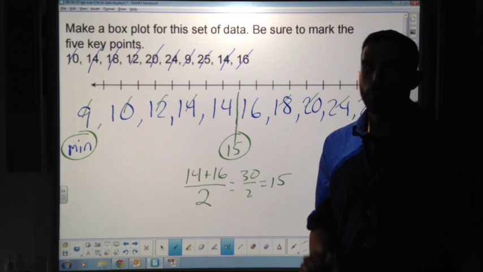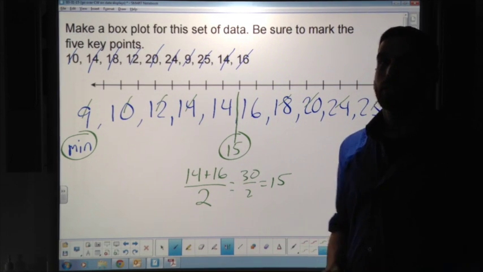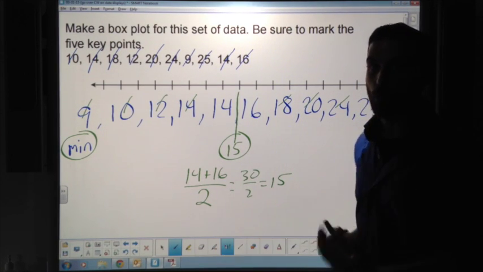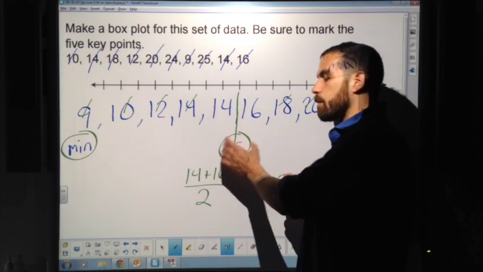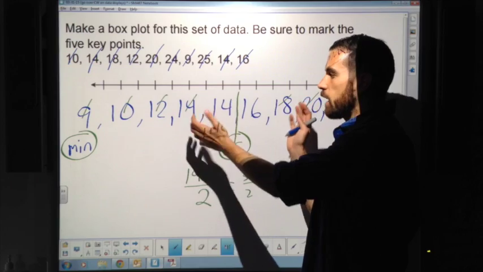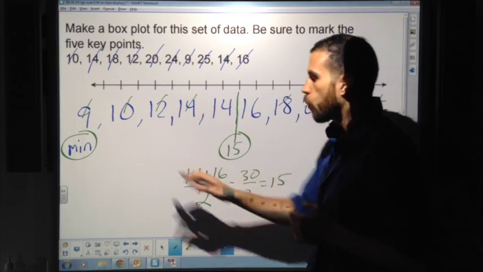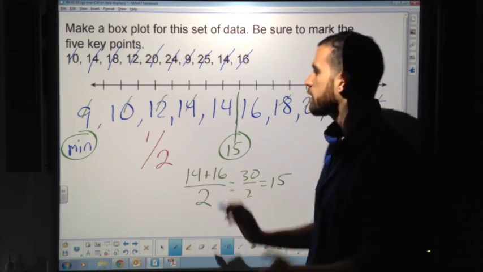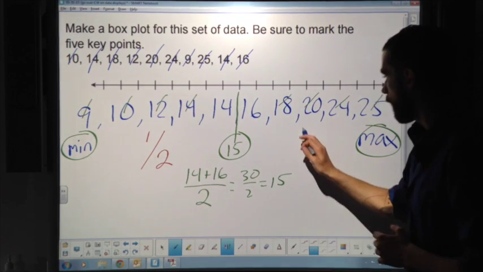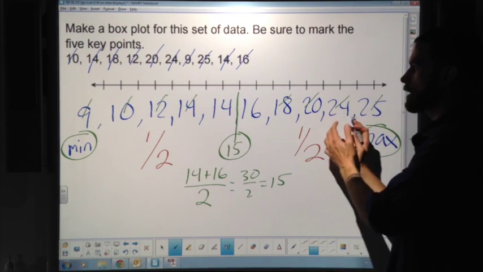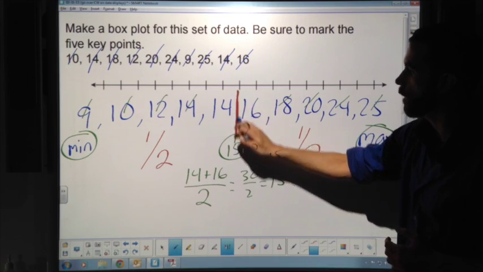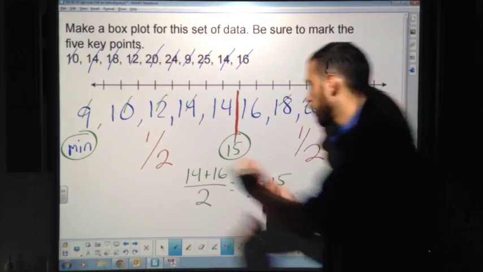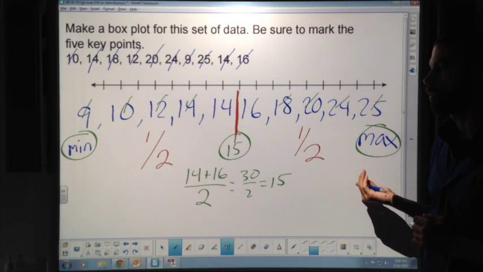So we now have 3 of our points already found, and the last 2 that we have to find are the lower and upper quartiles. Here's how you do that. Since the median splits the data into 2 halves, we now have 1/2 of the data on this side, and then 1/2 of the data on this side. And when I say side, I'm talking about this line right here. Half the data is over here, half the data is over here.